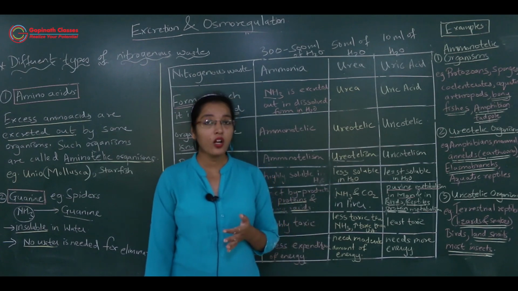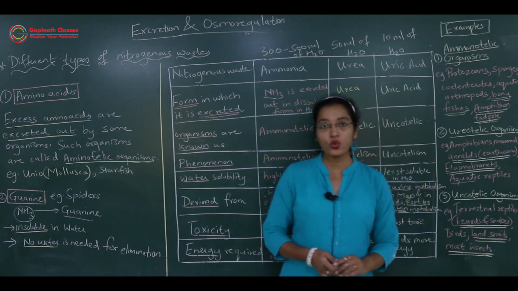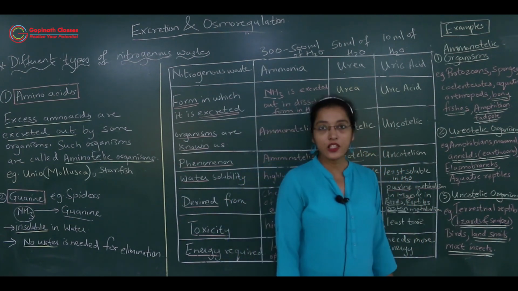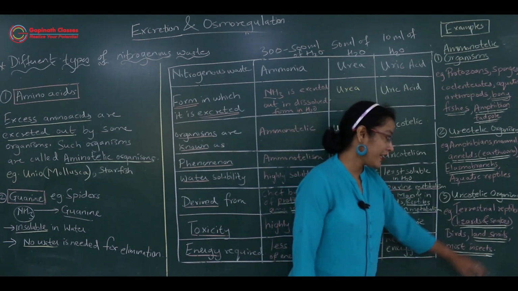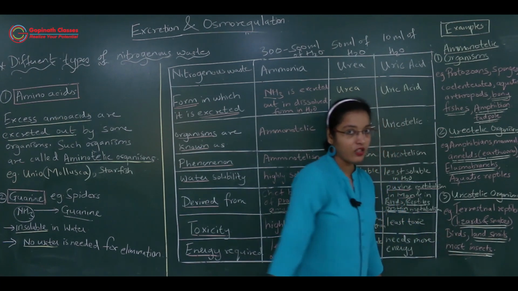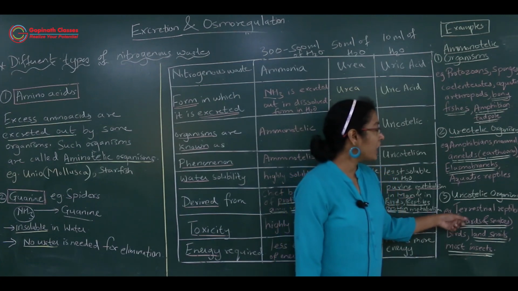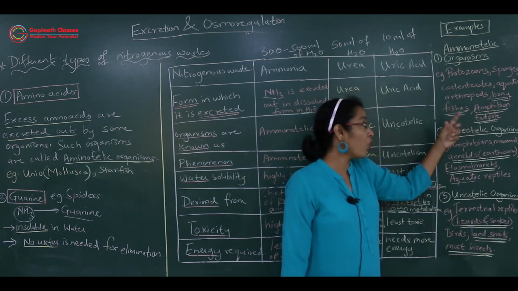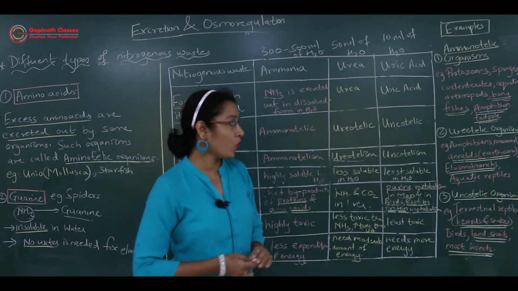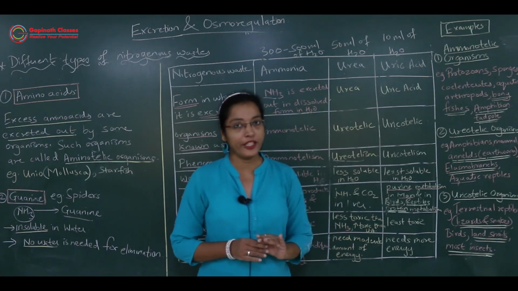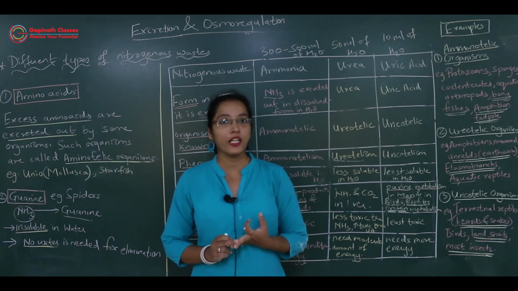Now we will talk about the examples of uricotelic organisms. Which organisms excrete uric acid? Terrestrial reptiles such as lizards and snakes, birds, then land snails and most of the insects. Here I have underlined twice those words which are very often asked in the exam. So you have to learn thoroughly the examples of ammonotelic organisms, ureotelic organisms and uricotelic organisms.